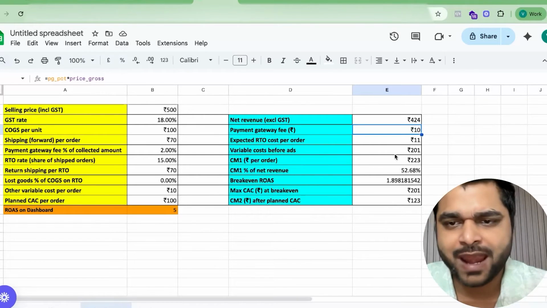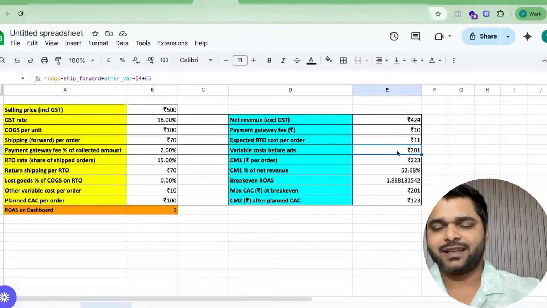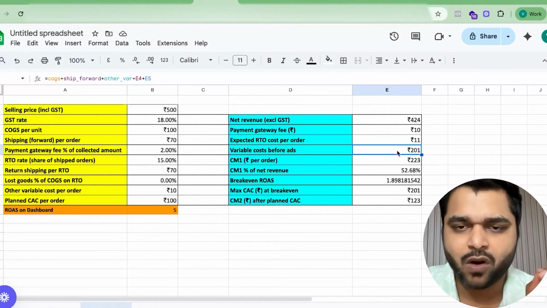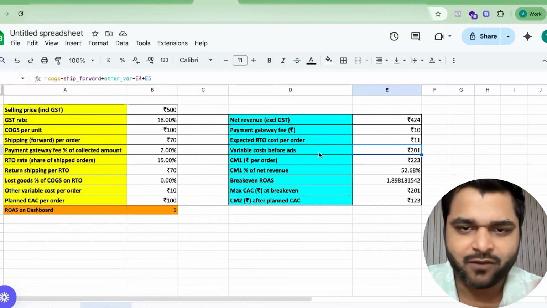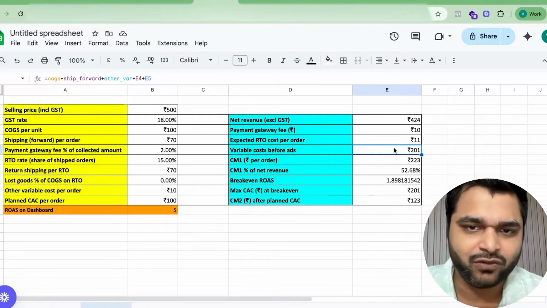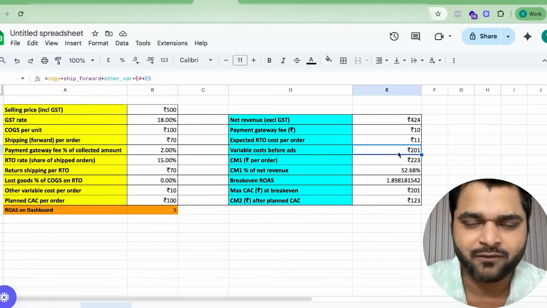Variable cost before ads is 201. So what is variable cost before ads? Basically, whenever you get an order, all the cost that is incurred in delivering that order, before obviously your cost of ads, we have taken it here. So what does it include? It includes your cost of goods, your shipping fees, payment gateway fees, and your other variable cost. We get our variable cost here.